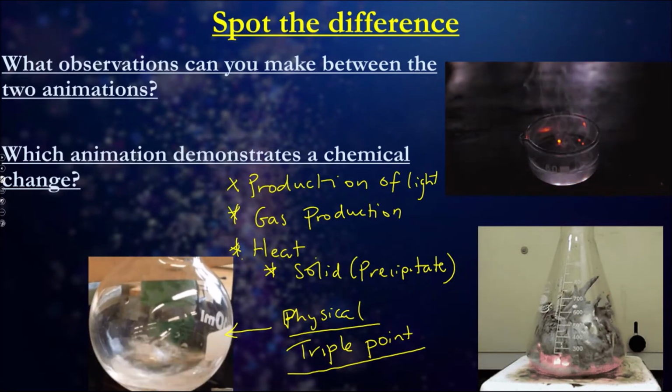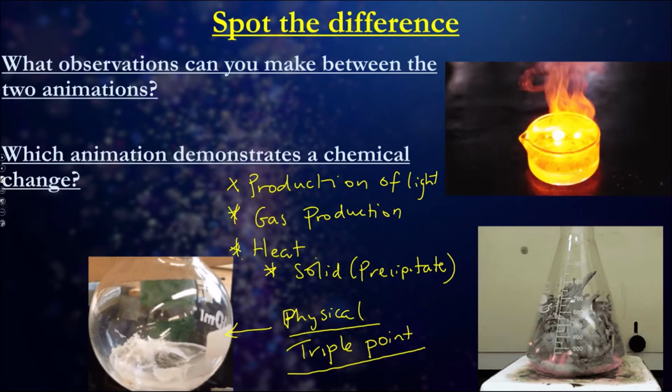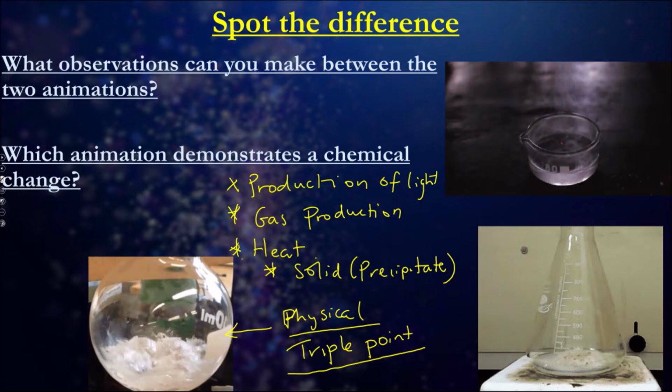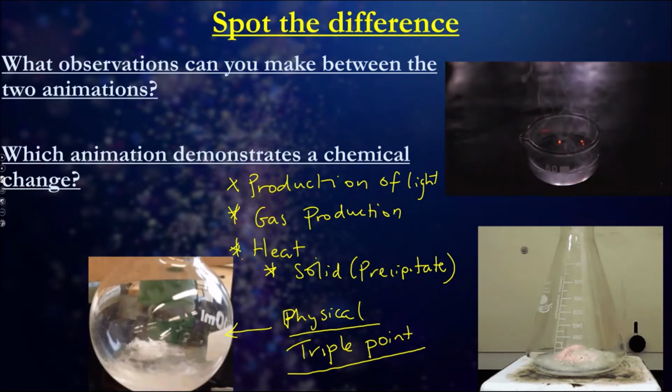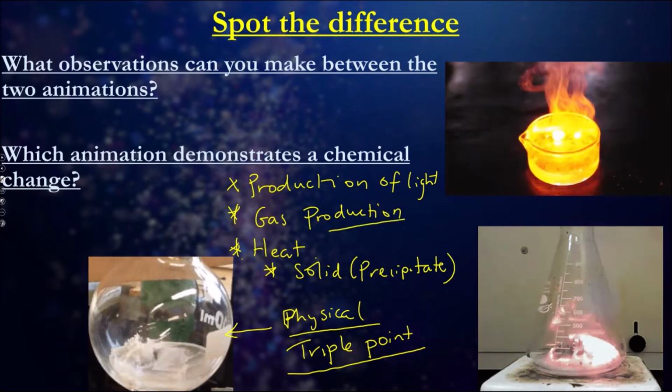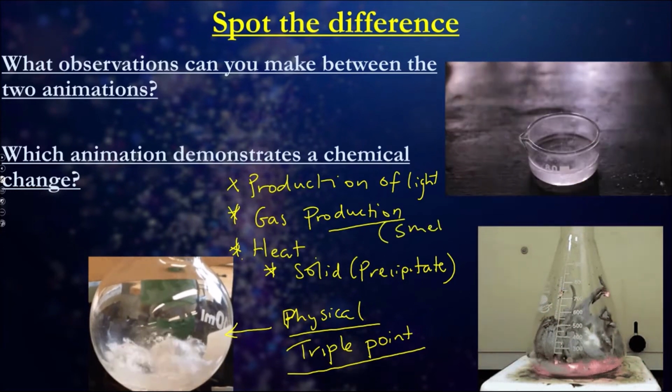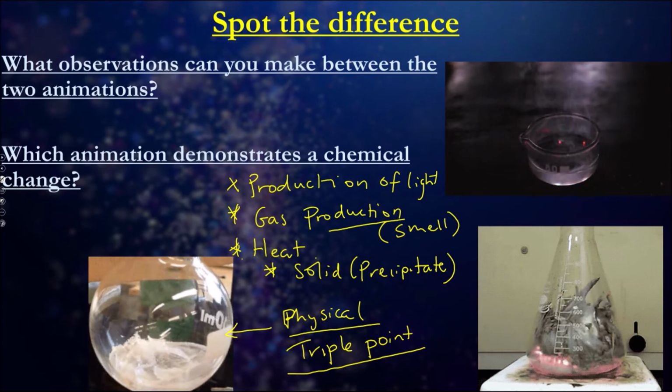So this is what we've had so far. We know that if it's a chemical reaction, there should be light produced, there should be gas produced, and if there's a gas, sometimes they're odorless, sometimes they have some smell, so you can probably smell it as well. And most of the time they don't smell that great.